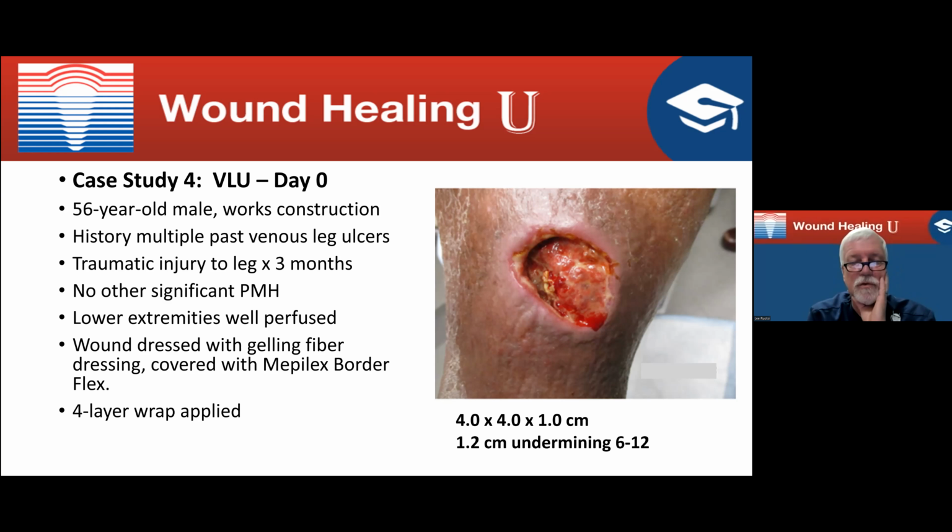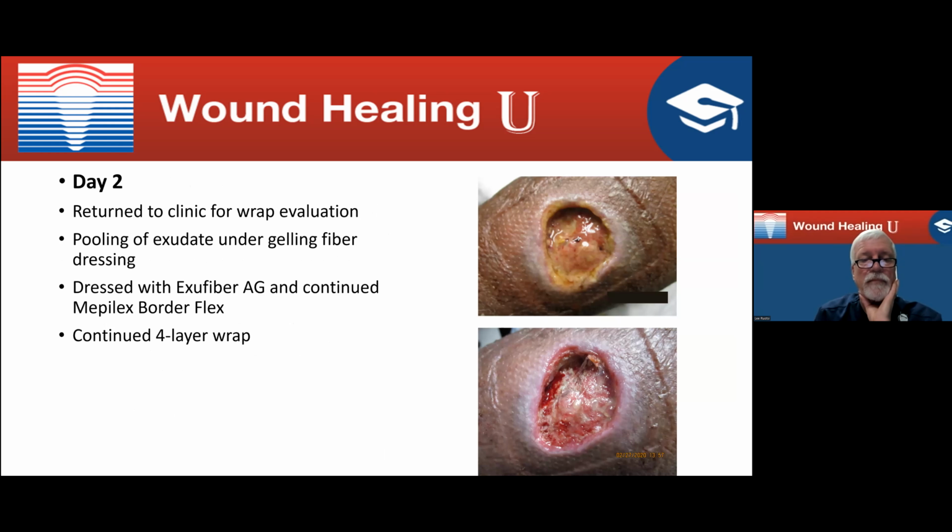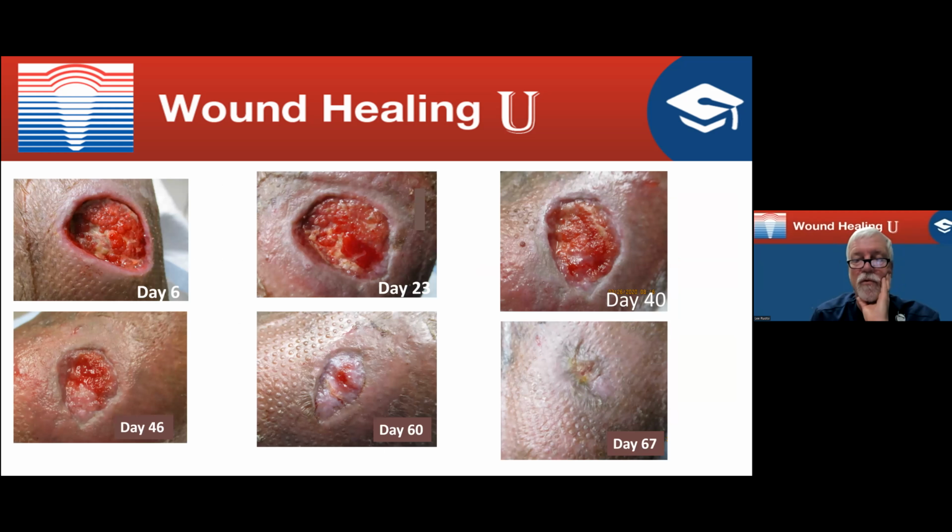We dressed his wound with a gelling fiber dressing covered, oh, I'm sorry, that should be a bordered foam dressing rather than a brand name, my apology. And then a 4-layer wrap was applied. On day 2, he came back, and take a look at this wound. So these are both from the same day. That top wound was then debrided with ultrasonic debridement on that date to result in the bottom wound. And he was continued on a gelling fiber and a bordered foam and continued 4-layer wrap.